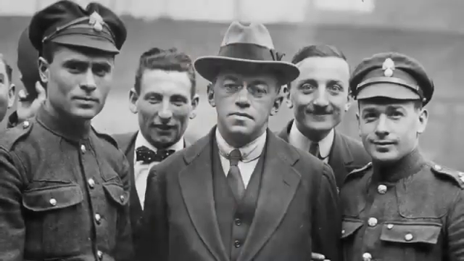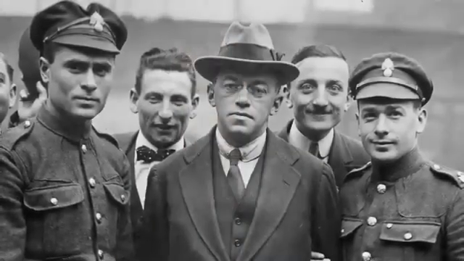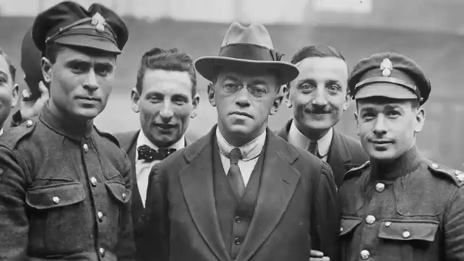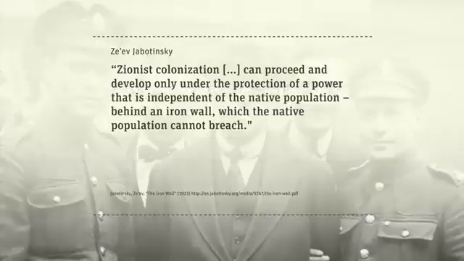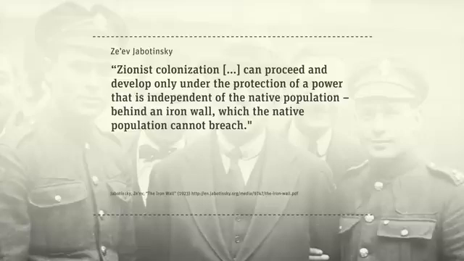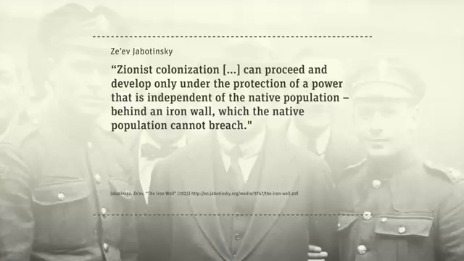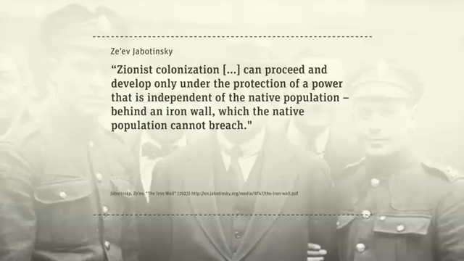Revisionist Zionist leader Ze'ev Jabotinsky felt that the time had come to build a metaphorical wall around the settlers. "Zionist colonization can proceed and develop only under the protection of a power that is independent of the native population, behind an iron wall, which the native population cannot breach." The years to come would put that idea to the test.